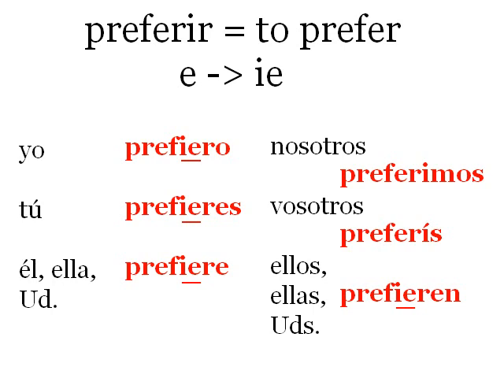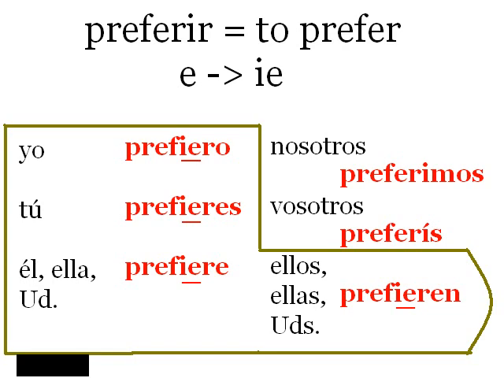Note the changes from E to IE and where these changes occur, which is in all forms except for nosotros and vosotros. Yo prefiero. Tú prefieres. Él, ella, usted prefiere. Nosotros preferimos. Vosotros preferís. Ellos, ellas, ustedes prefieren.